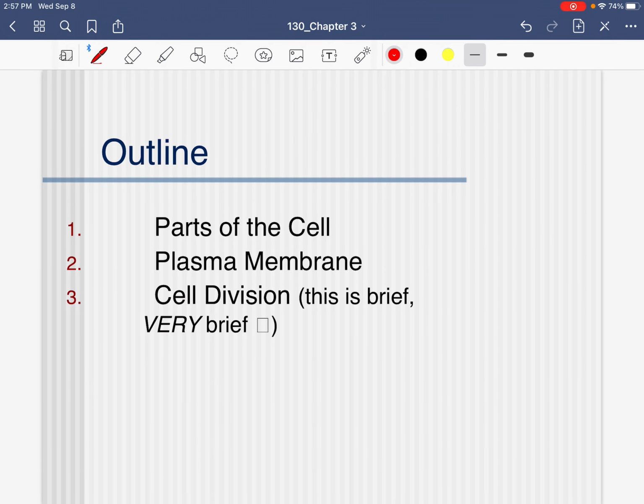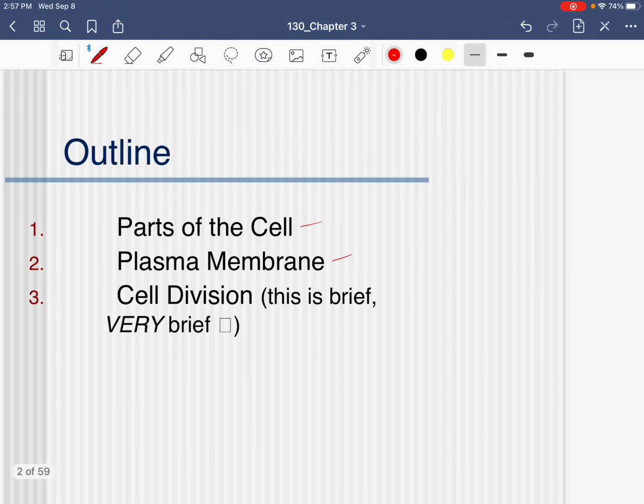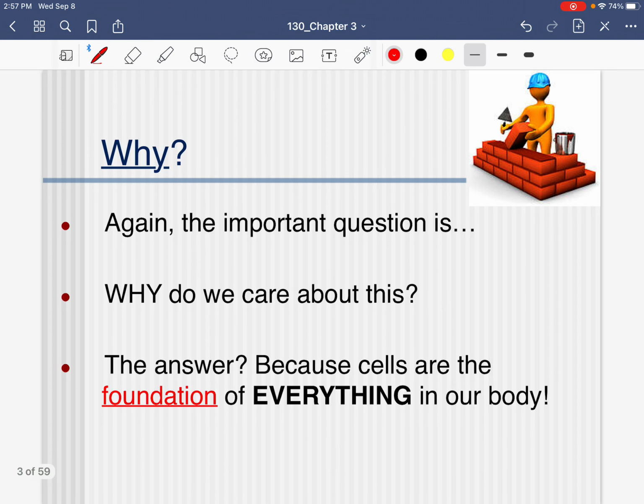So here we go. As I said, the first half we'll talk about the parts of the cell. Then we're going to spend a lot of time talking about how we move things into and out of the cell through the plasma membrane. And then we probably have 1 or 2 slides, and that's it on cell division.